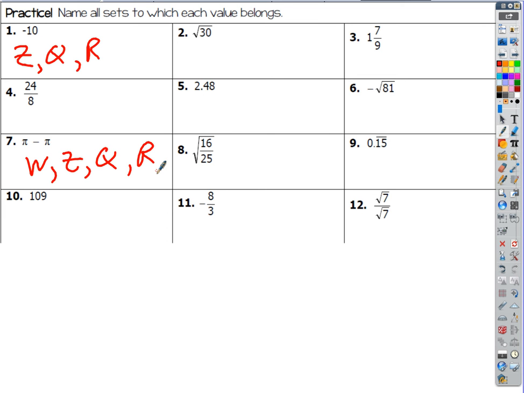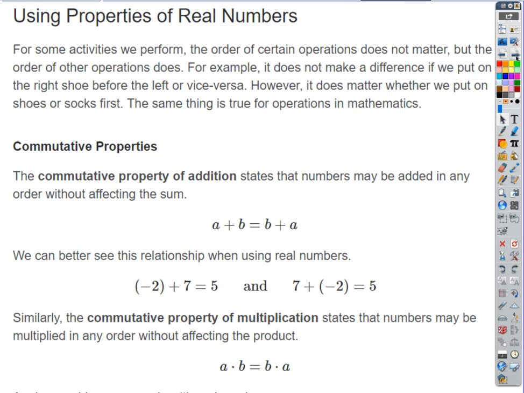Okay, how about the square root of 30? Is 30 a perfect square? No, it's not, is it? So what's that going to be? Q prime. It's irrational, but everything, rational and irrational, are both included in the set of real numbers. So Q prime and R, right? Okay?